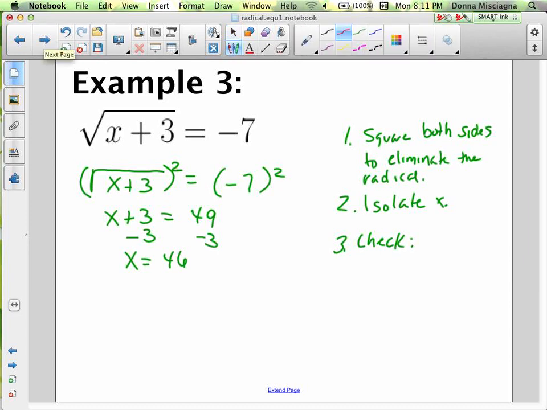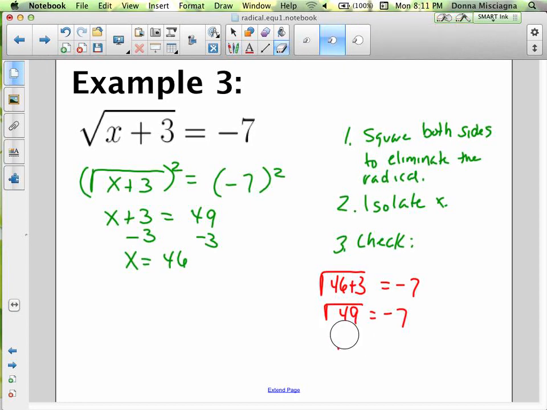All right, here's our check. So we have the square root of 46 plus 3 equals negative 7. That's the square root of 49 equals negative 7. Square root of 49 is 7. And 7 does not equal negative 7. So this one didn't work out.